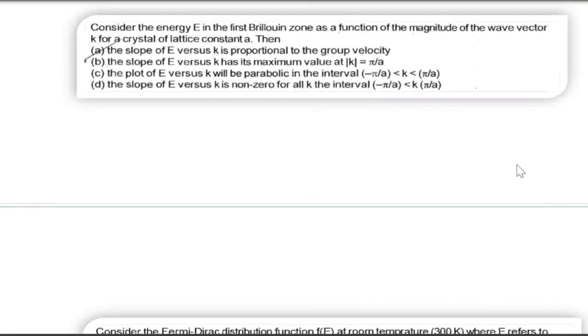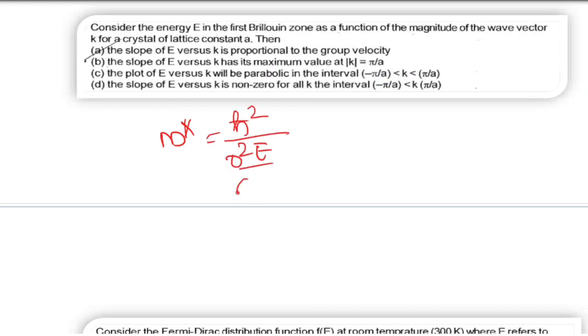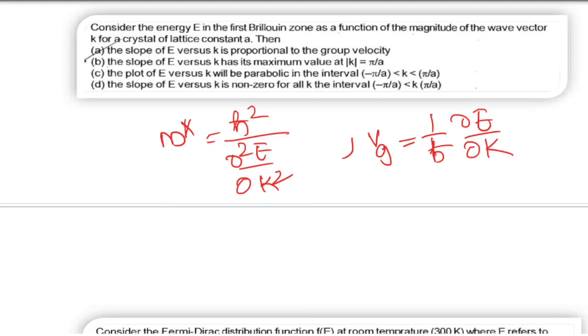Next, considering the energy E in the first Brillouin zone as a function of the magnitude of the wave vector k for a crystal of lattice constant a, the slope of E versus k is proportional to the group velocity. Okay, you should remember effective mass is given by h cut squared by del squared E by del k squared, and the group velocity Vg equals 1 by h cut del E by del k. So the slope of E versus k graph will give you the group velocity. So here the correct option is option A.